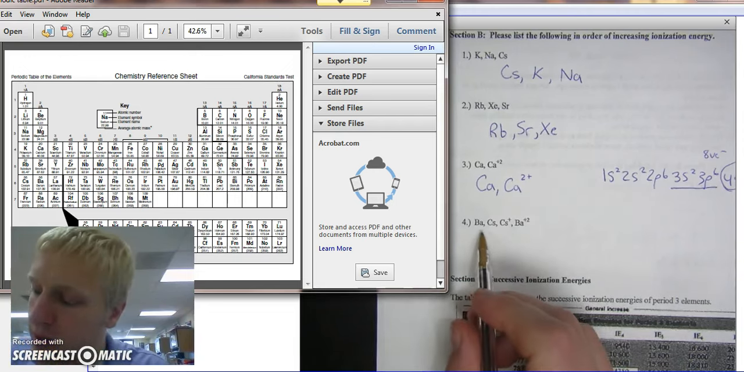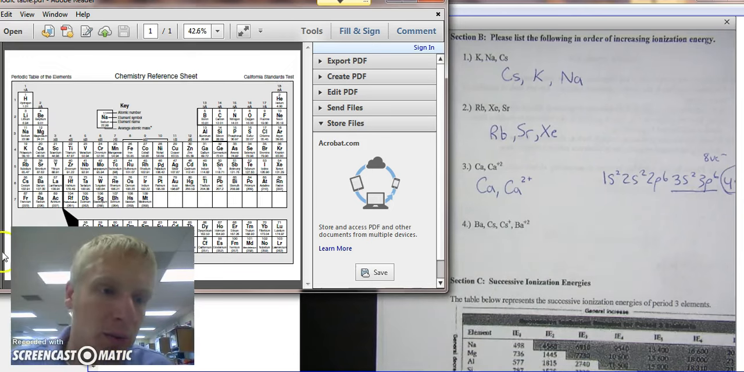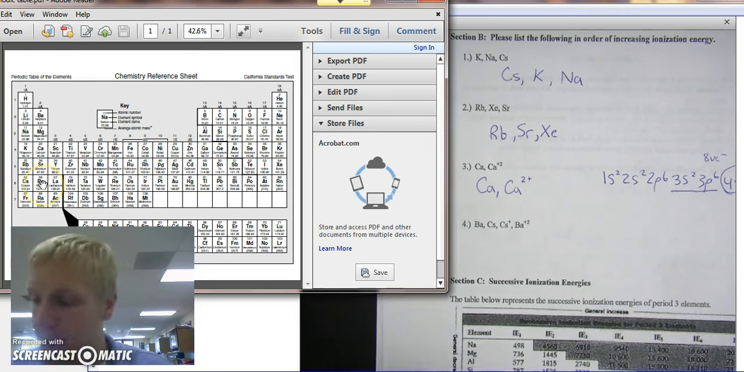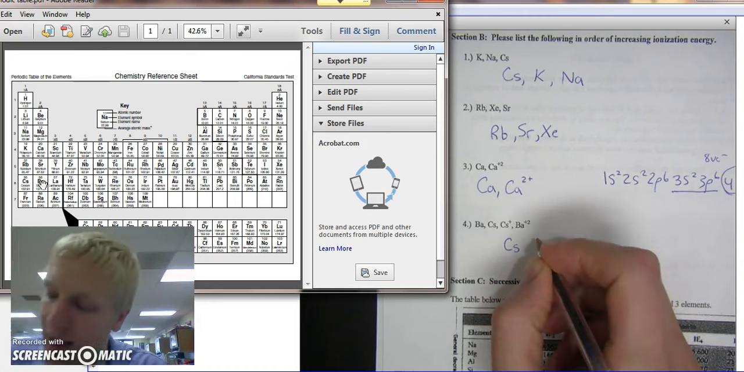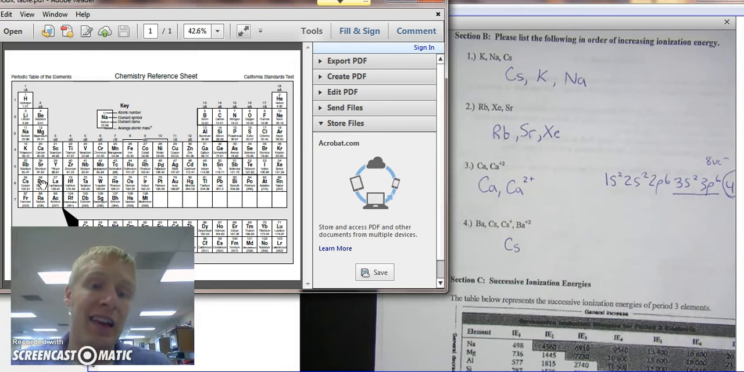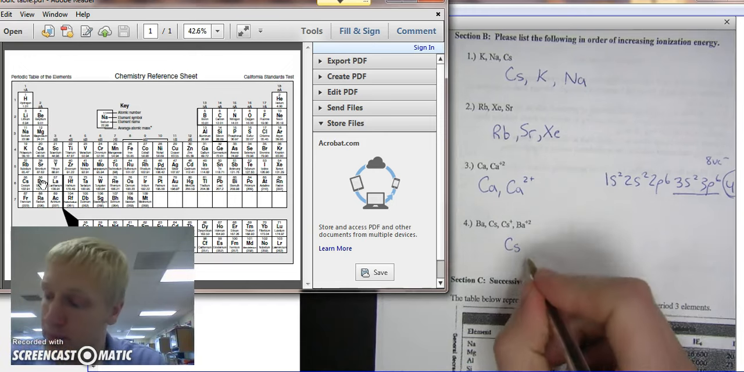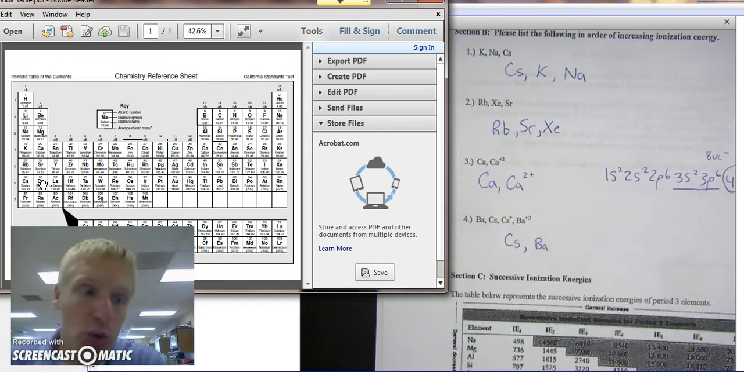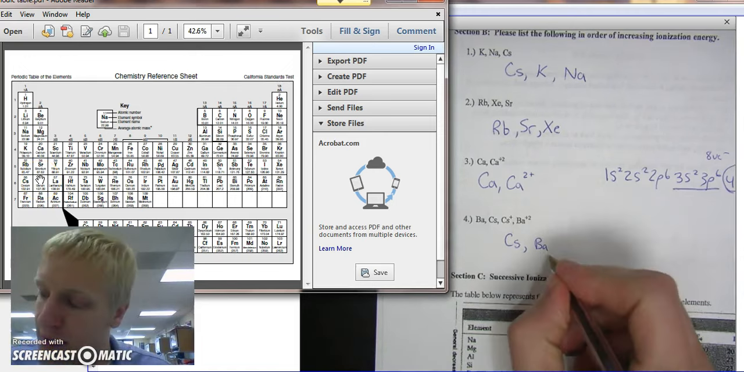Doing one last problem, we have barium, cesium, cesium plus, and barium 2 plus. Barium and cesium are right here. But barium 2 plus, again, looks like xenon electron-wise. Cesium 1 plus looks like xenon electron-wise. So ionization energy for the ions is going to be higher. So then we have to look at cesium and barium. Cesium has the lowest ionization energy because it just has 1 electron to give up, whereas barium has 2 electrons to give up. So it's going to have a little bit higher ionization energy.